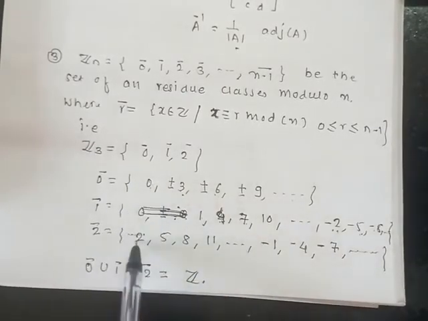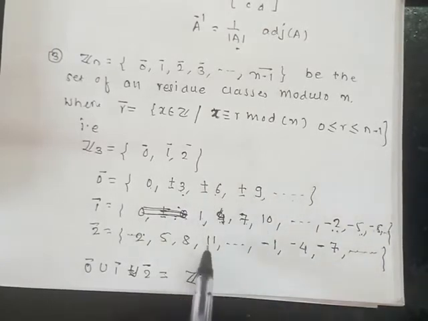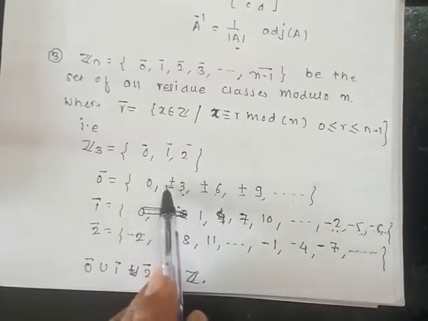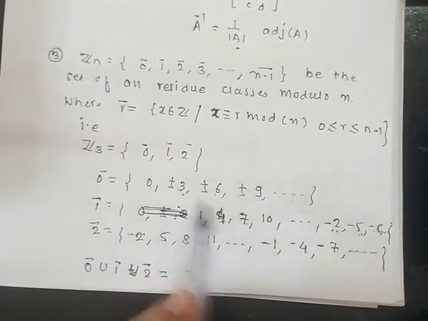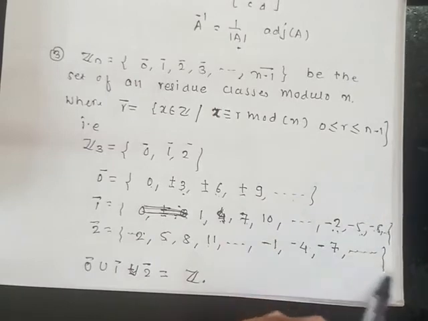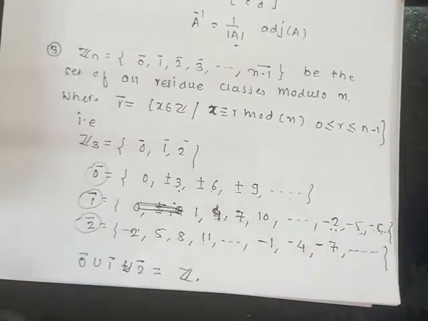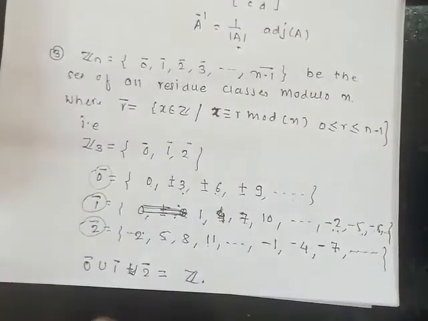Now 0 plus 2 is 2. 2 plus 3 is 5. 2 plus 6 is 8. 2 plus 9 is 11. Similarly 2 minus 3 is -1. 2 minus 6 is -4. 2 minus 9 is -7, and so on. And if we take the union of all these three classes, then we get Z.